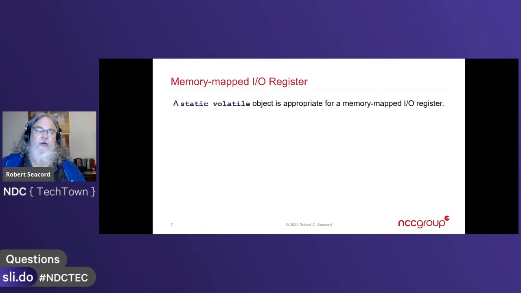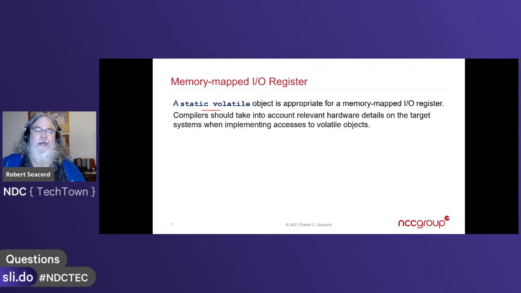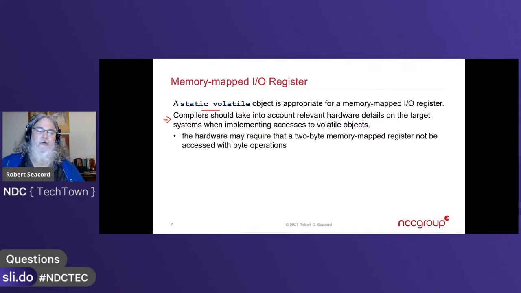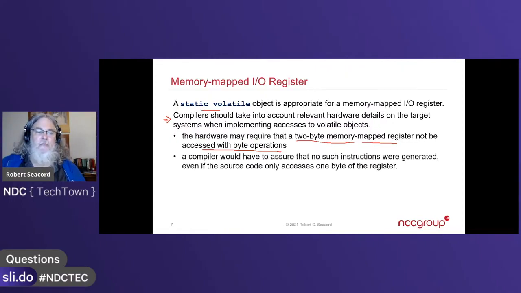So this is appropriate for memory mapped I/O registers. A static volatile object can be used for a memory mapped I/O register. Compilers have to take into account the relevant hardware details on the target system and make sure they implement those correctly when implementing access to these volatile objects. So, for example, the hardware might require that a 2-byte memory mapped register not be accessed with byte operations. You might have to read or write both bytes at the same time. So a compiler would have to assure that no byte operations were generated, even if the source code was only accessing a single byte of the register.